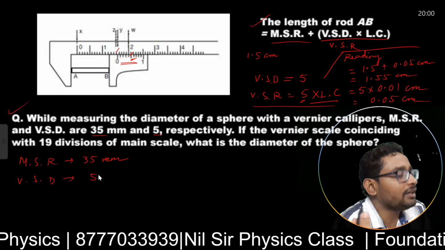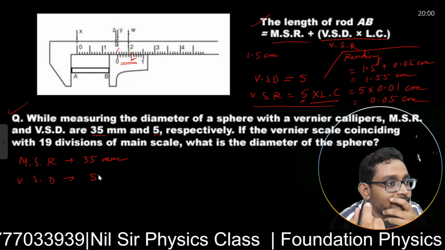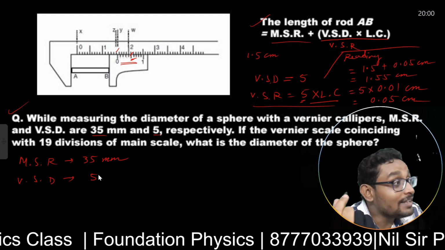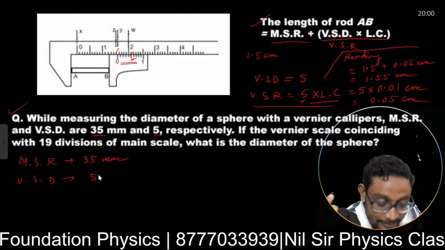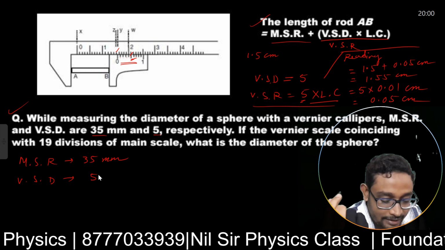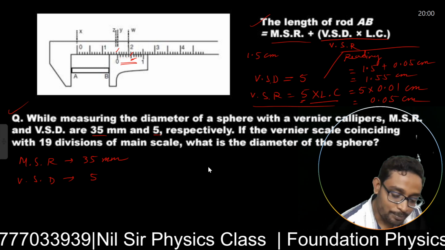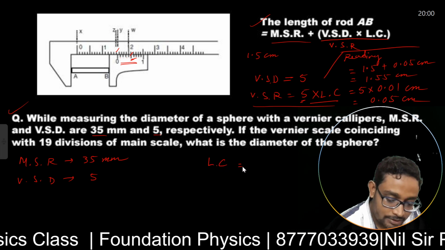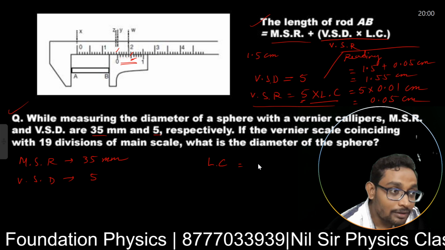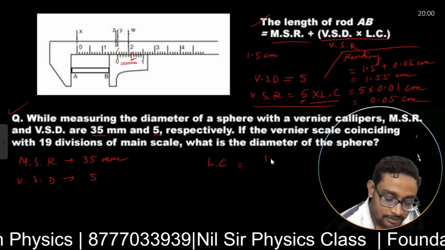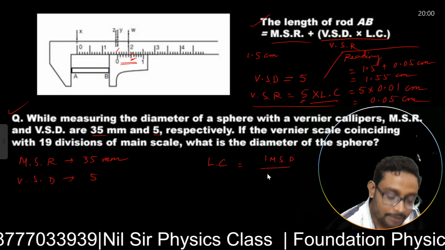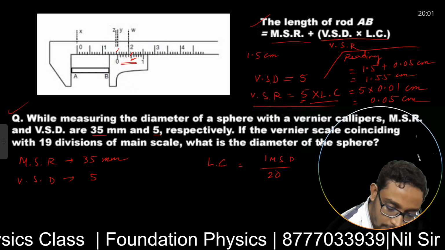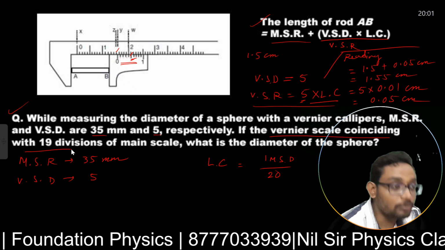What is the least count of this vernier scale particularly? It has 20 divisions, coinciding with 19. So least count is equal to 1 main scale division divided by the number of vernier divisions, which is 20, because the vernier scale coincides with 19 divisions.